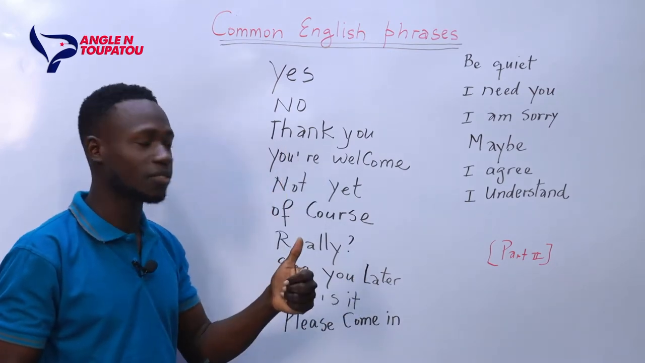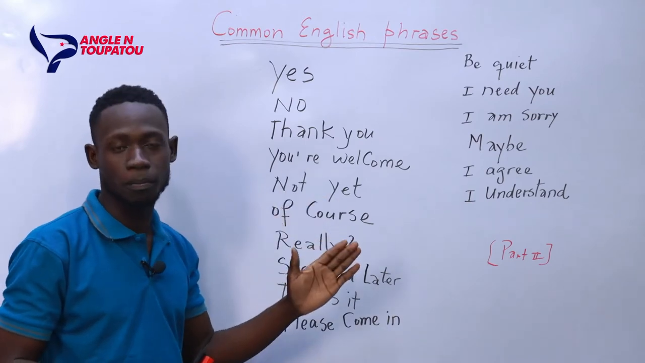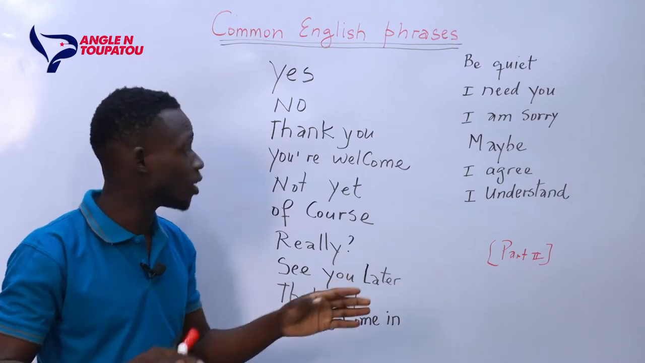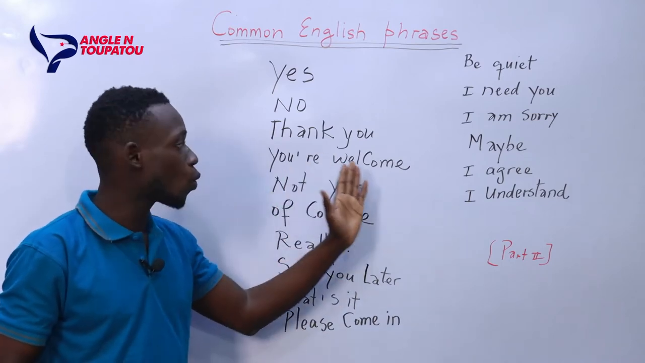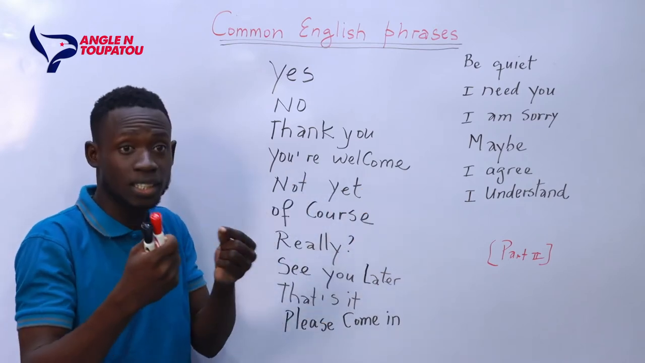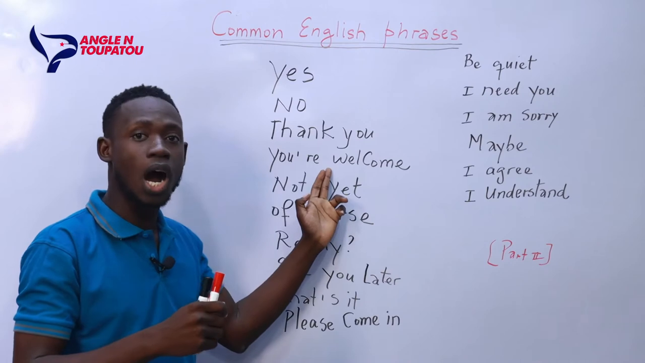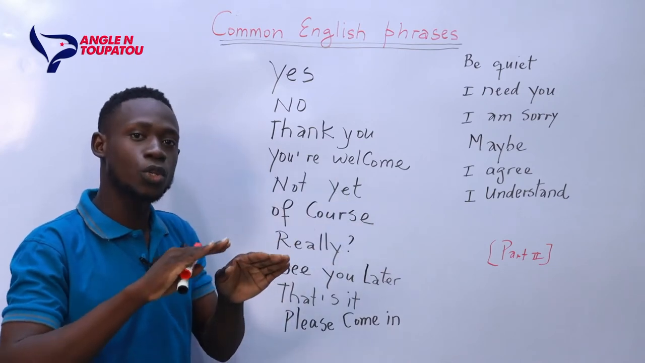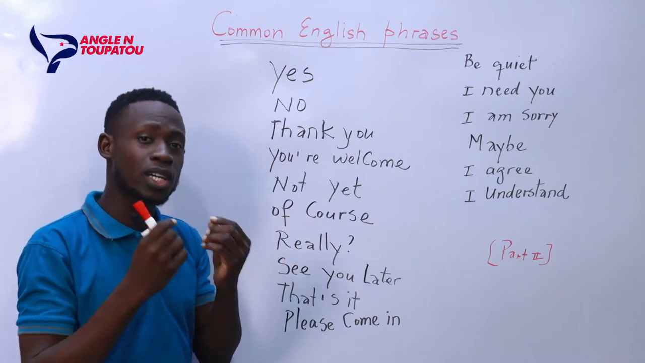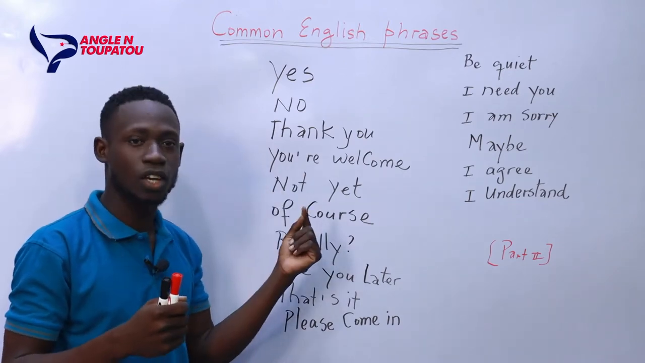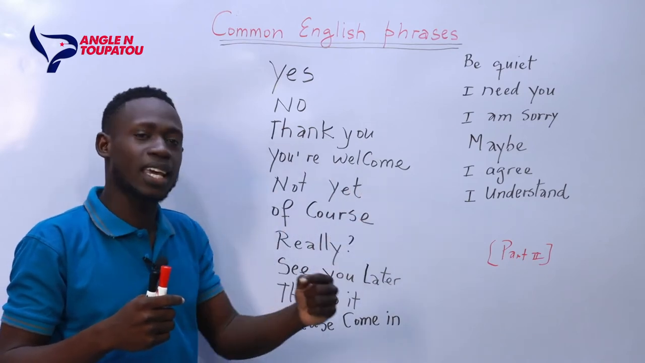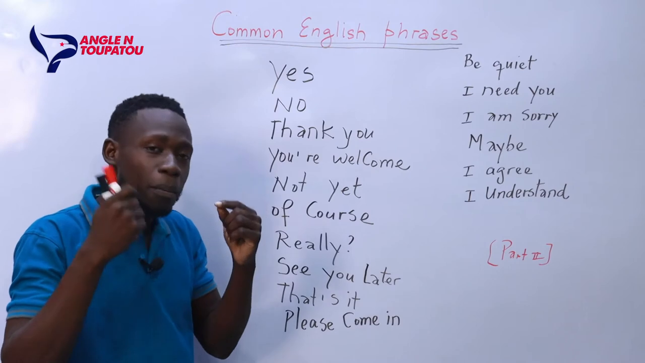Thank you. Merci. You're welcome. You're welcome, pas de quoi. Okay? You're welcome. "You're" is the contracted form of "you are". You say you are, you're welcome. You need to repeat this phrase so that you can memorize it. Vous pouvez répéter cette phrase pour que vous soyez capable de la mémoriser.